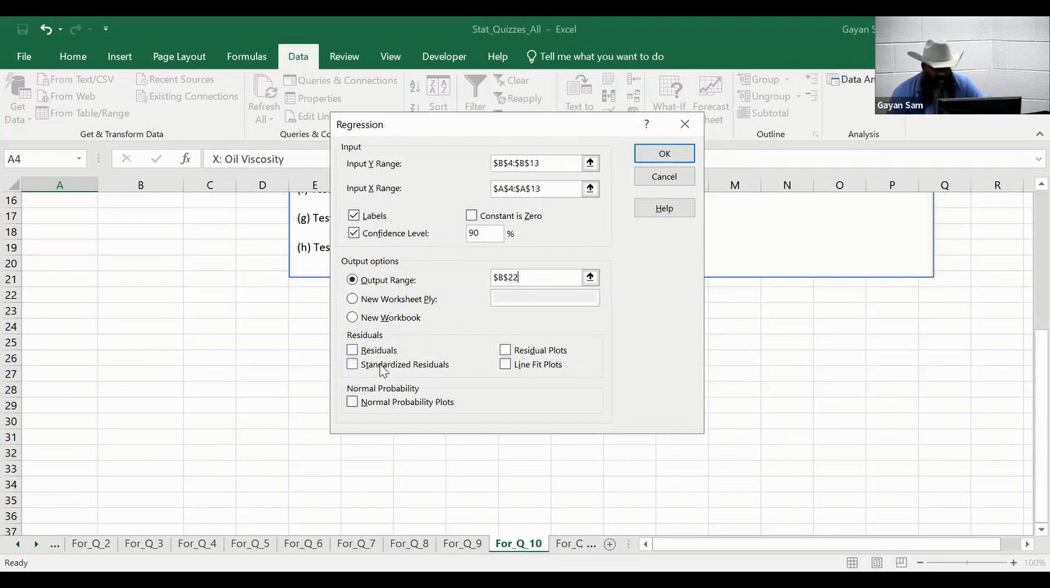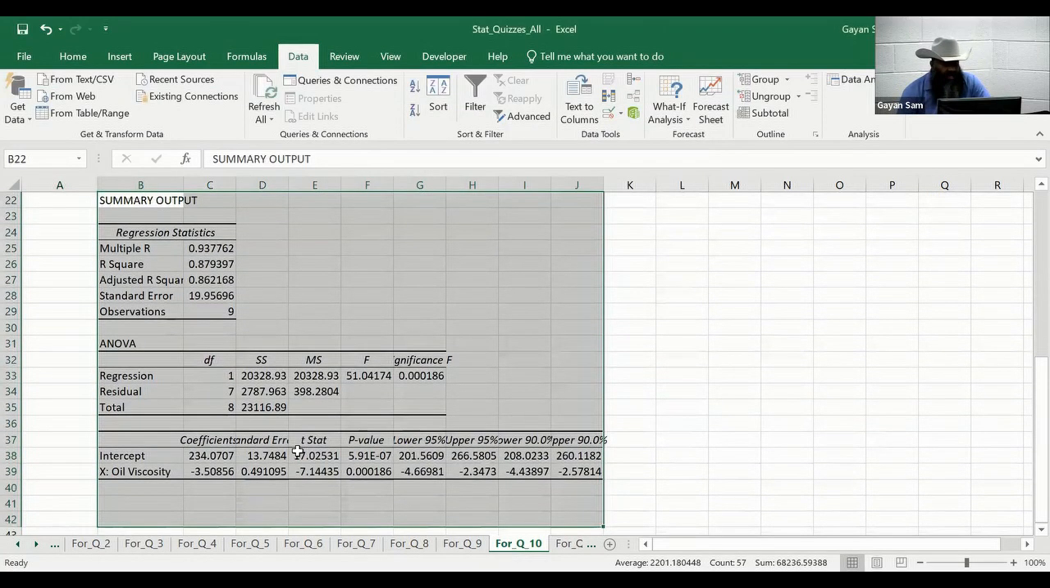In this case, I do not need residuals. I do not need any residual plots, or anything else for graphics. So this is basically all I need to input. So I'm going to go ahead and click on OK. So this is the output provided by the Microsoft Excel regression test procedure.